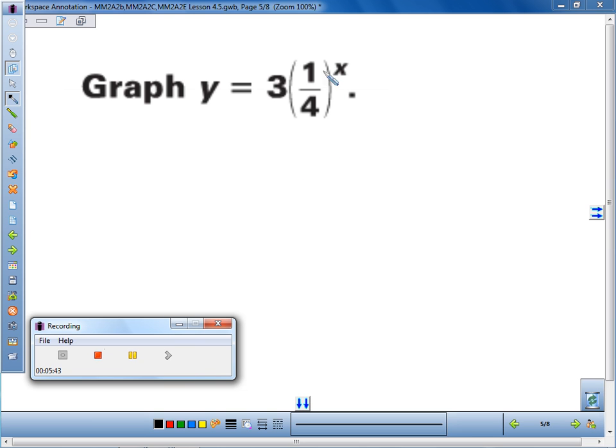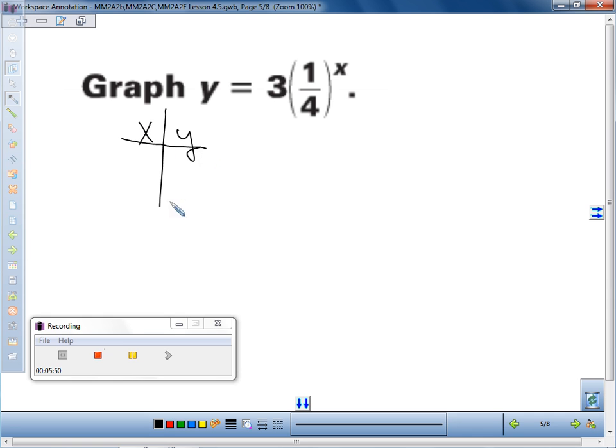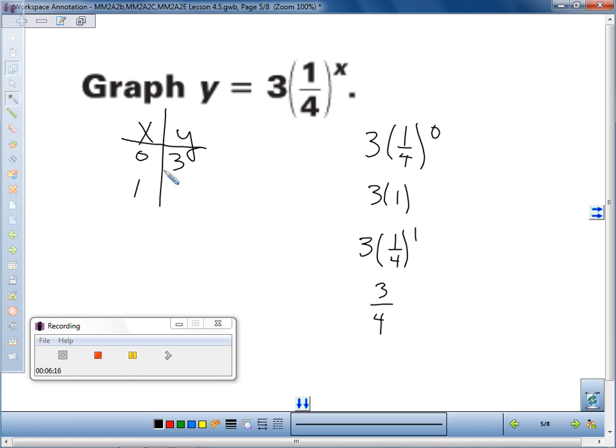Alright, let's look at another example. Here we have 3 to the 1/4. Now we're not going to plot as many points as we did last time. We're only going to plot 2 and use what we know about exponential decay functions, their graphs, to graph this. So let's put in 0 for x and 1. If we put in 0 for x, we get 3 times 1, so we end up with 3 here. And then when we put in 1 for x, we end up with 3/4.